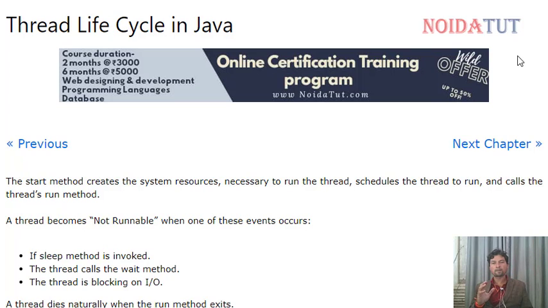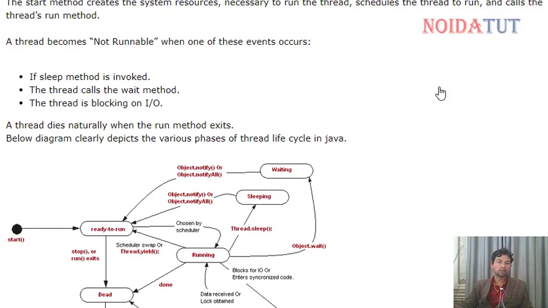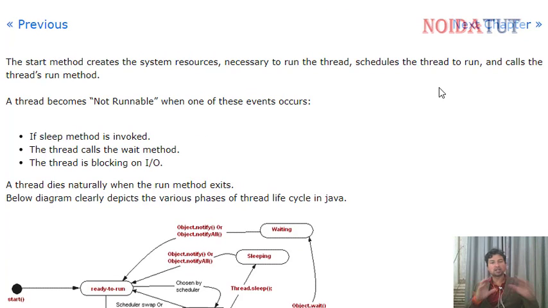Thread life cycle. In our previous chapters, we have seen how a thread goes through different states and it will be working in only one of the states. Now let us have a look at the life cycle of a thread. The start method creates the system resources necessary to run the thread, schedules the thread to run and calls the thread's run method.